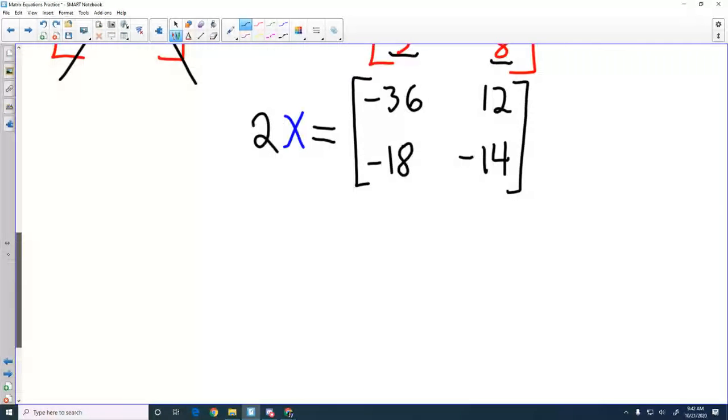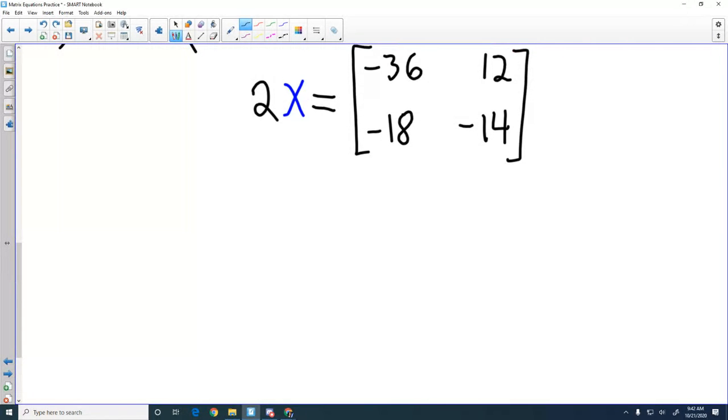Let me focus on just that. All right, so we're super close to the end at this point. We just want to get that blue x by itself, and it's right now being multiplied by a 2. Now, since the 2 is not a matrix, it's just a number, it's just a scalar multiple, so we actually are allowed to divide by that.